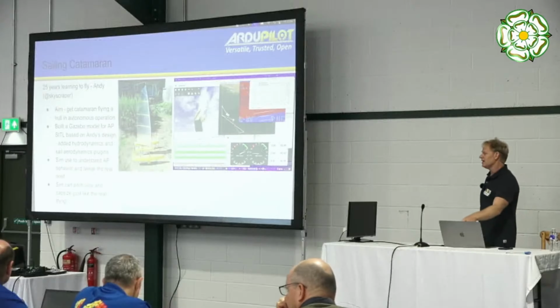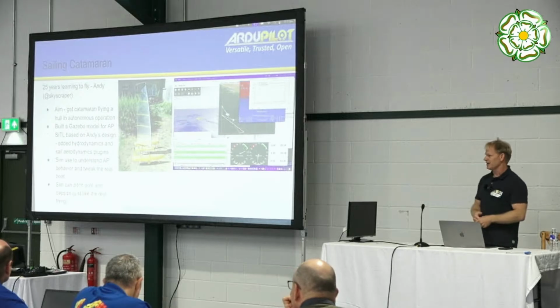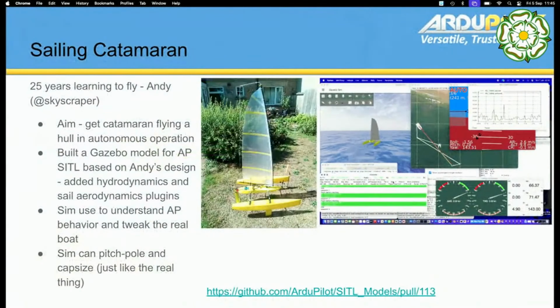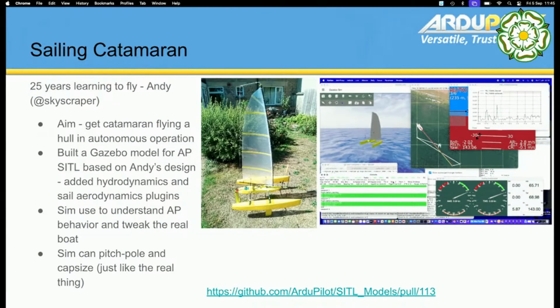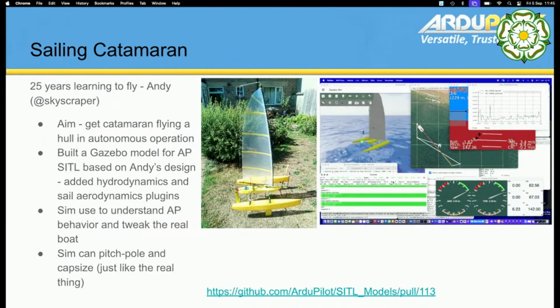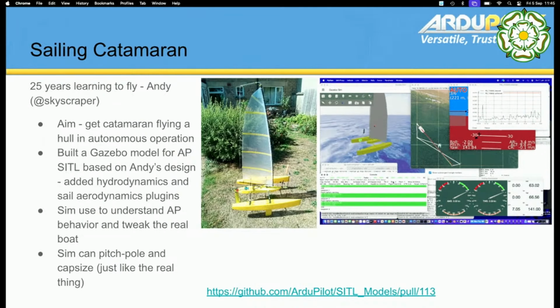As you can see, it capsizes, right? So anyone who's sailed a small catamaran knows that they're prone to it: if you get the balance a little bit wrong, they'll dig the nose in and you'll go over the front. And the model will do that as well.